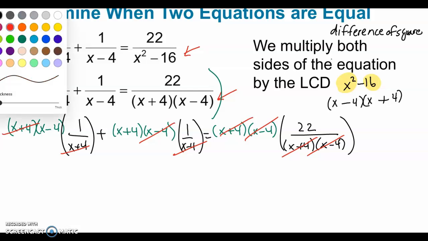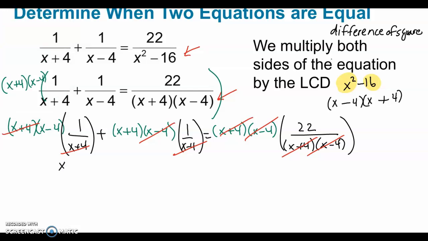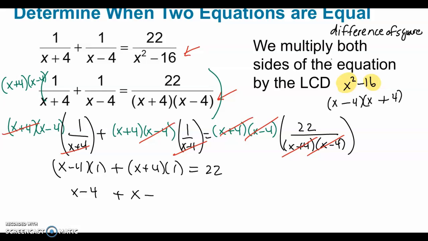So what am I going to be left with? Well, I'm going to have x minus 4 times 1 plus x plus 4 times 1 is equal to 22. So multiplying by 1, distribute that 1 to end up with this. Much nicer looking problem to solve than what this started with.